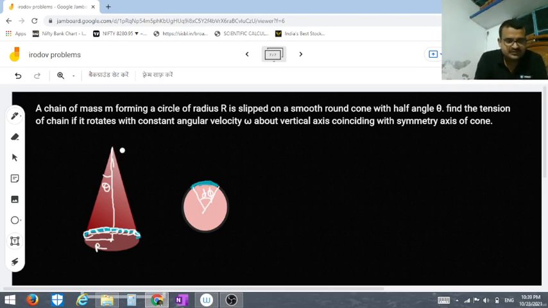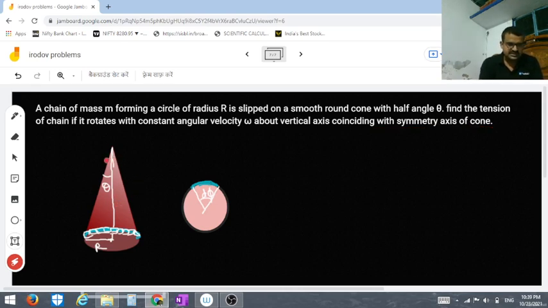Hello friends, today we are available with a very nice question of Irodov. Let us solve this question. A chain of mass m forming a circle of radius r is slipped on a smooth round cone with half angle theta. Find the tension in the chain if it rotates with constant angular velocity omega about a vertical axis coinciding with the symmetry axis of the cone.